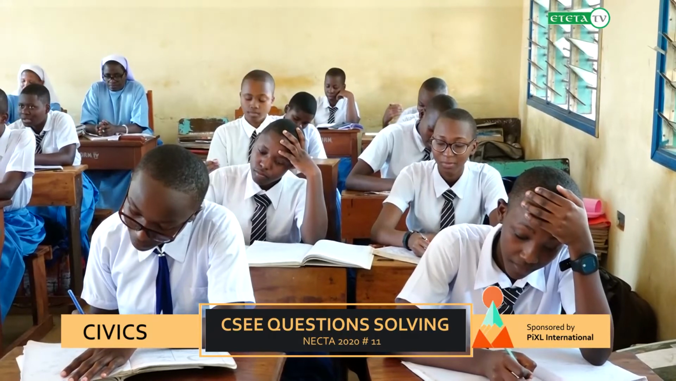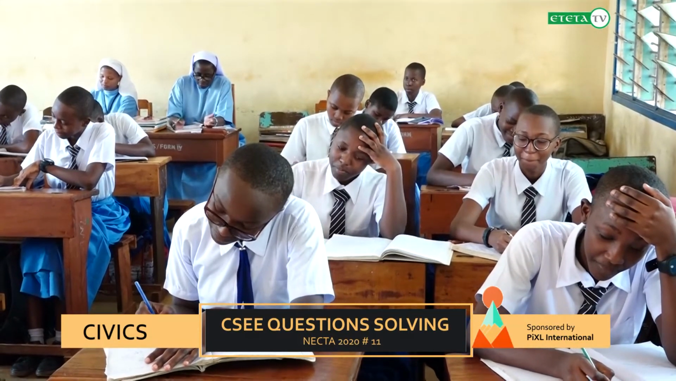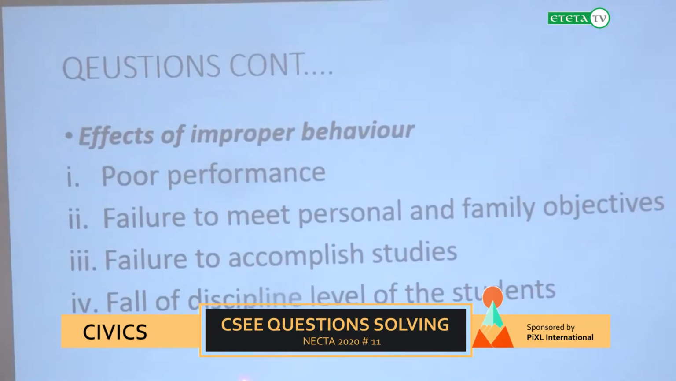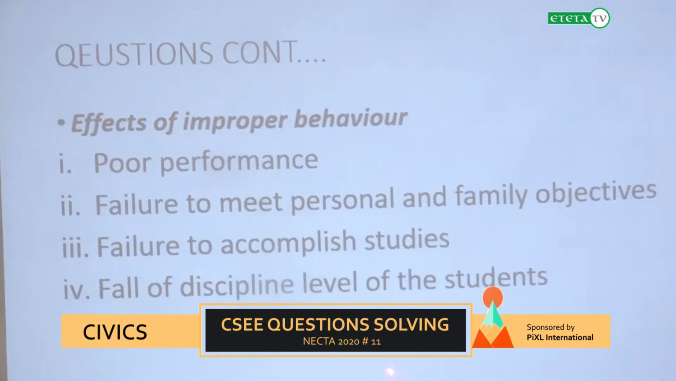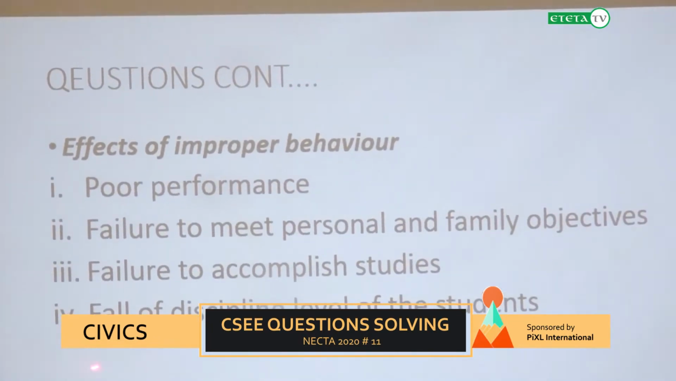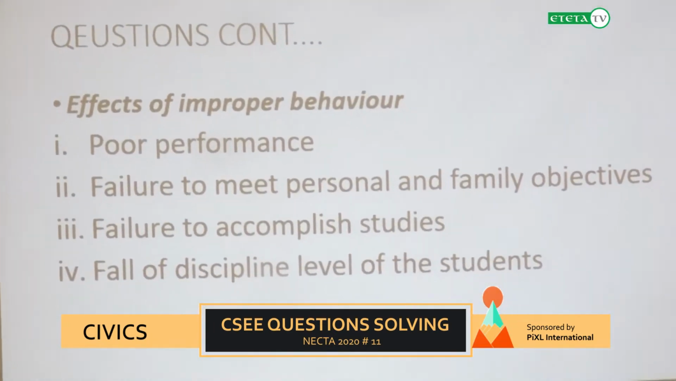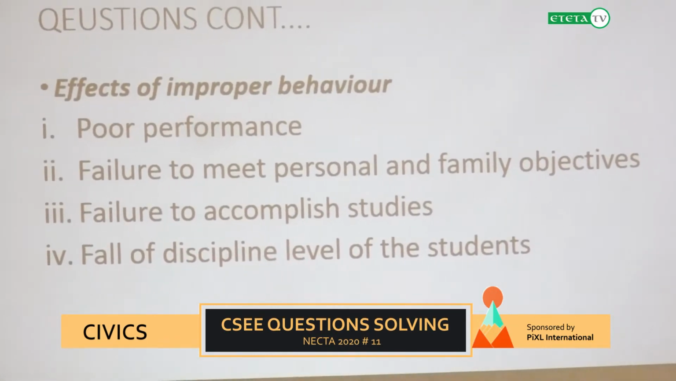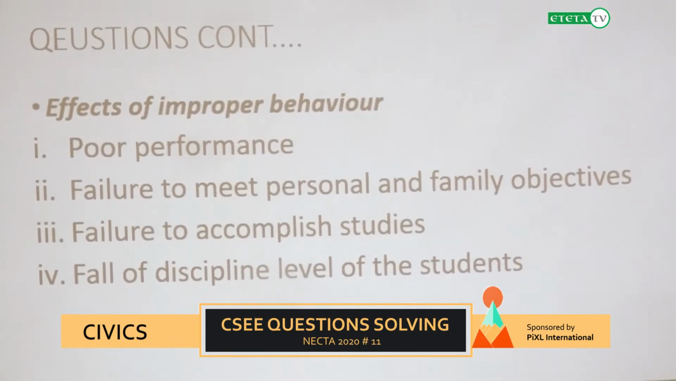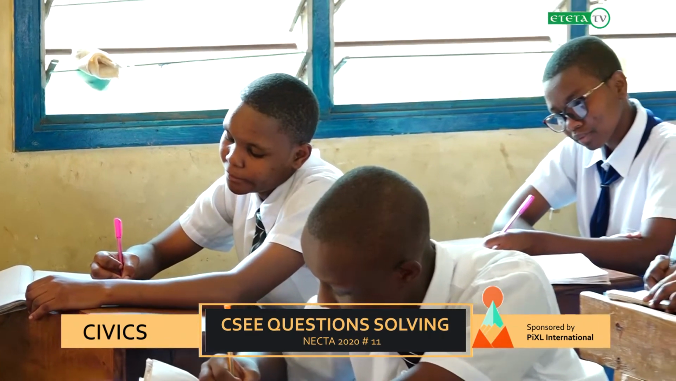the fall of discipline level of the students. Mind you, good performance comes together with discipline. So if your discipline is low, we are expecting that you are going to perform poorly in your studies. Most of the students with this improper behavior end up with a fall of their discipline. Their discipline level will be going down and down, decreasing day to day.